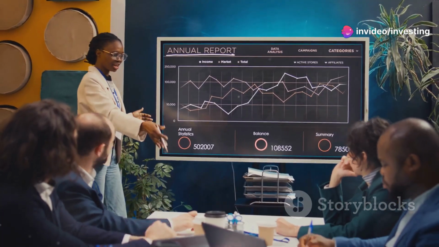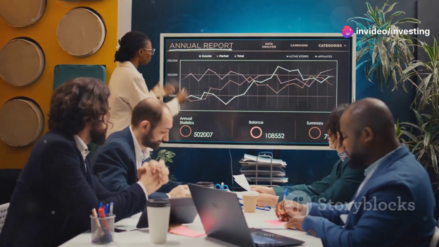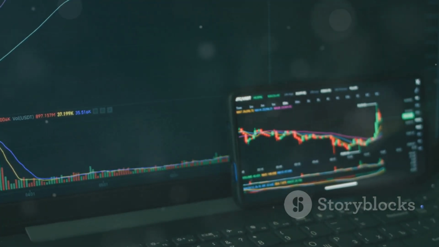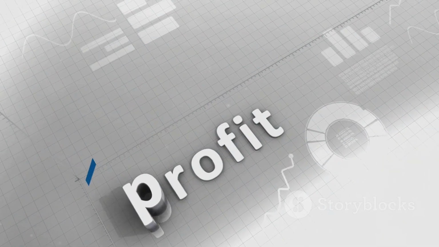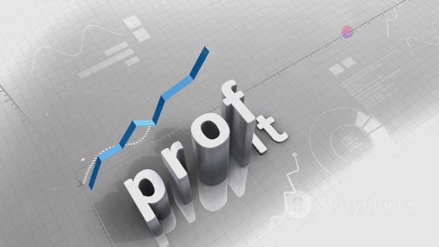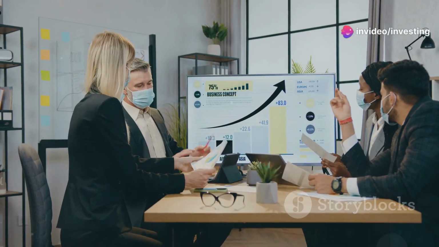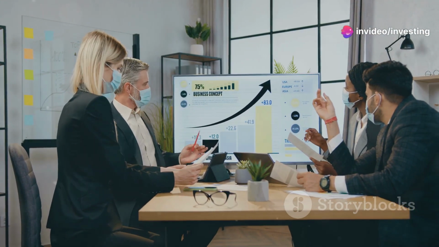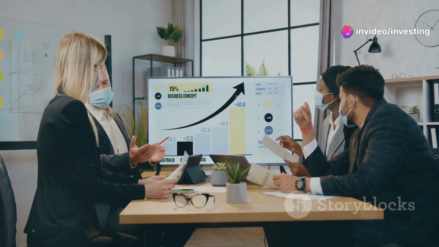Section 5. The power of ROE. Why it matters for investors. ROE is a powerful tool for investors. It helps you assess a company's profitability, efficiency, and growth potential. A high ROE can indicate strong management, a competitive advantage, or efficient operations. It suggests that the company is generating good returns on investments.